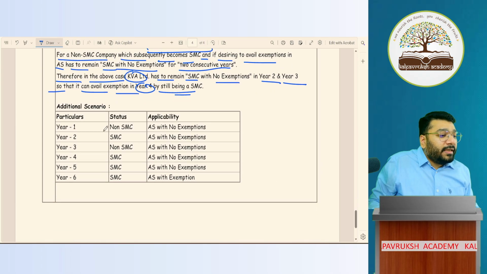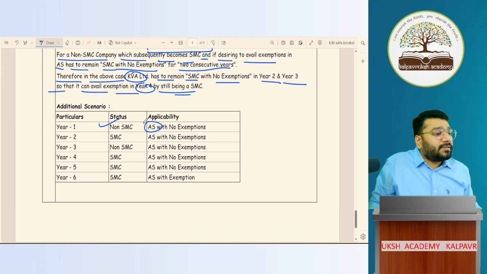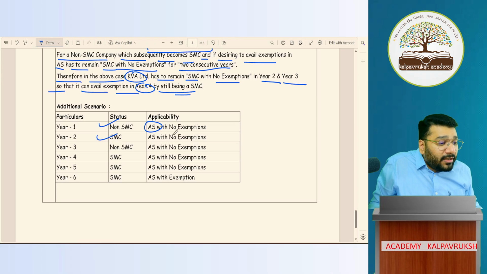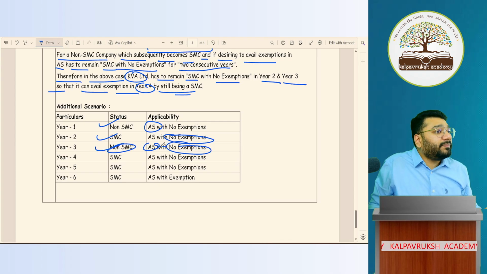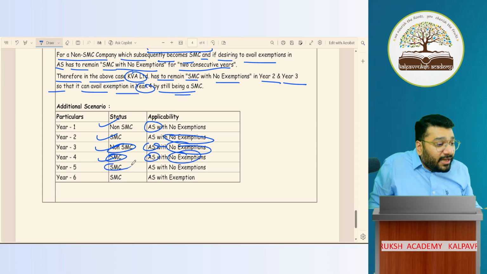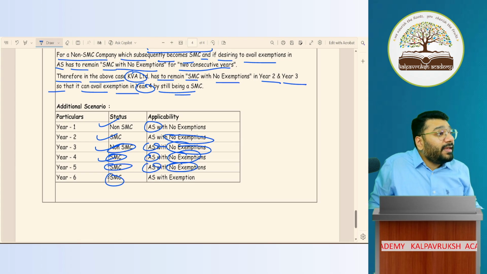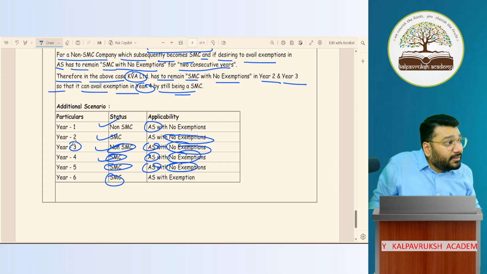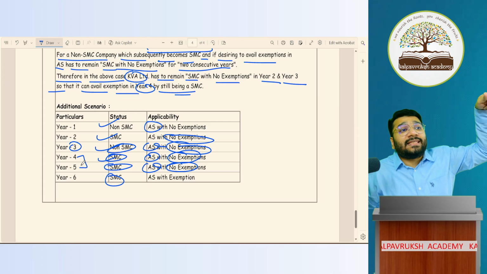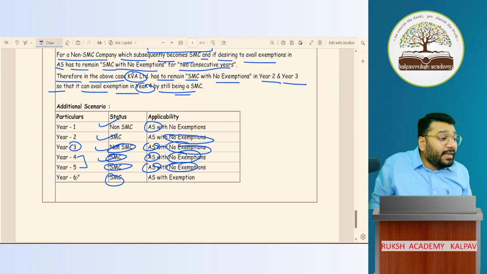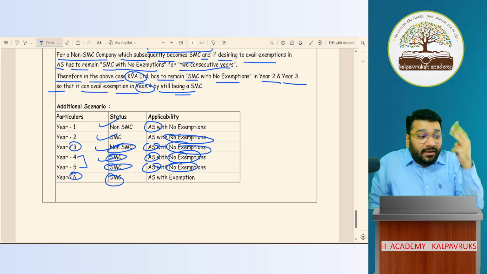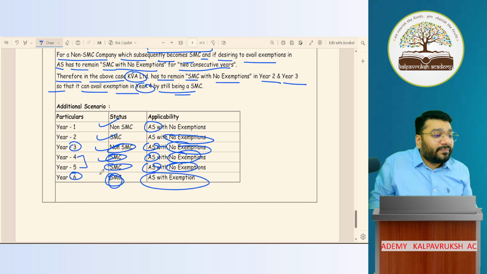Same scenario. Year 1 non-SMC, all AS. Year 2 SMC, still no exemption, all AS. Year 3 non-SMC, AS, no exemption. Year 4 SMC, AS, no exemption. Year 5 SMC, AS, no exemption. But year 6 SMC, why? Because after year 3, for 2 consecutive years, I was SMC without exemption. So now in year 6, which is my 3rd consecutive year as SMC, I can avail exemption. Same point.